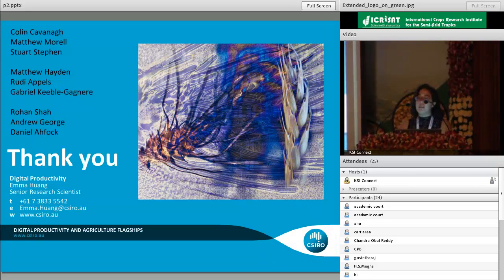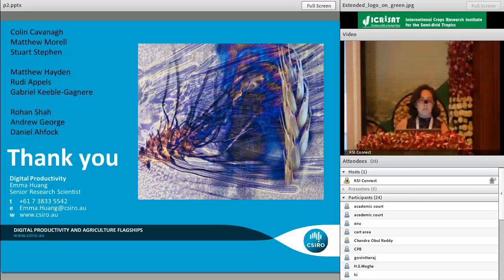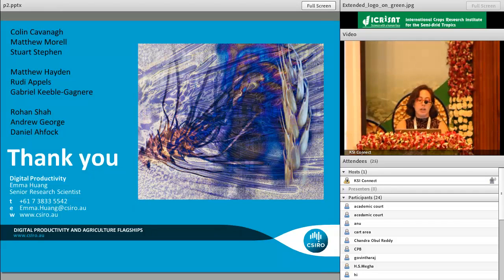So Colin Kavanagh and Matthew Morrell really were the creators of the MAGIC populations at CSIRO in the agricultural flagship. Stuart Stephen works on the bioinformatics side, and Matthew Hayden generated a lot of the data. I mentioned Rudy and Gabriel previously working on chromosome 7A, and then Rowan, Andrew, and Daniel work within the digital productivity flagship in CSIRO as well. Thank you.